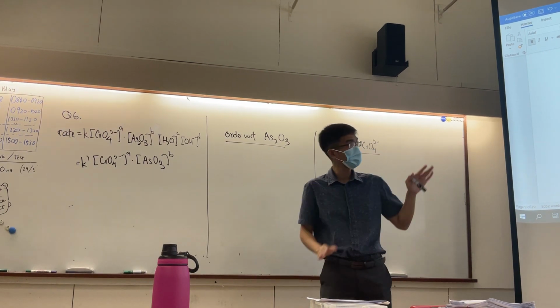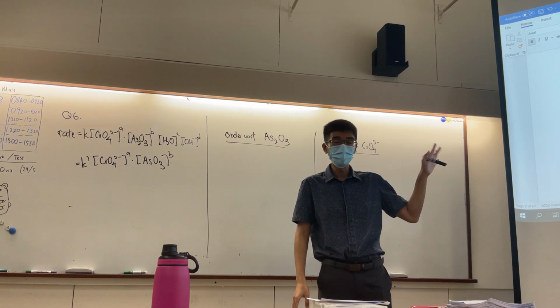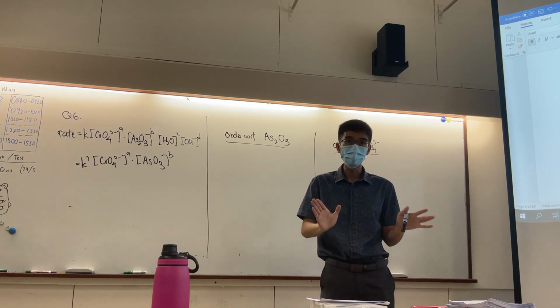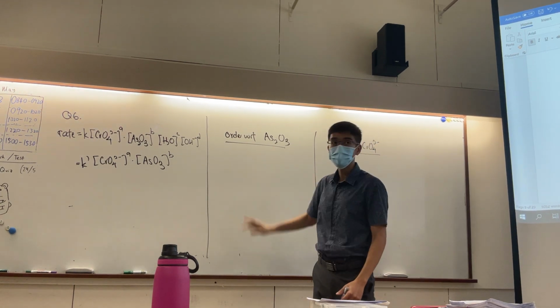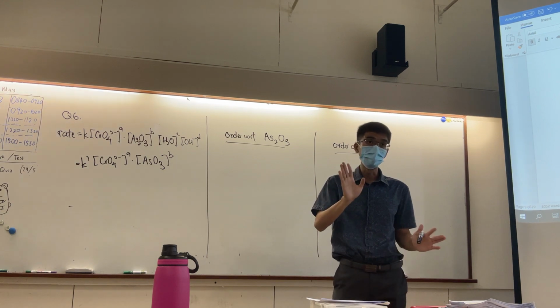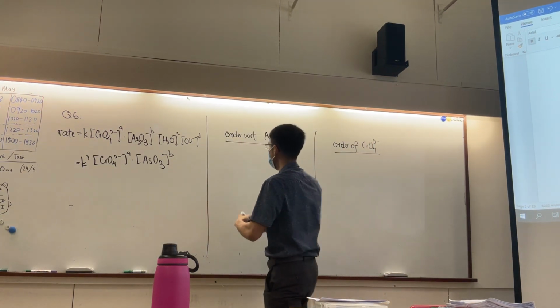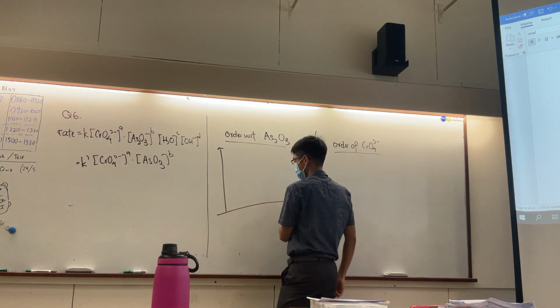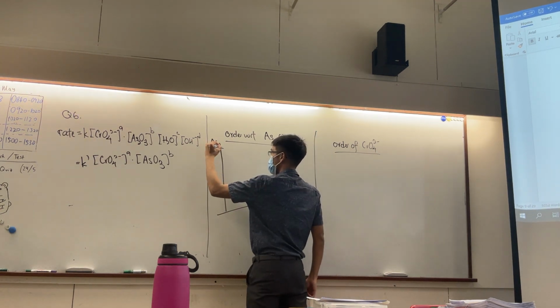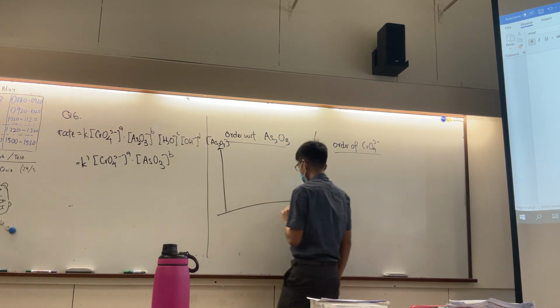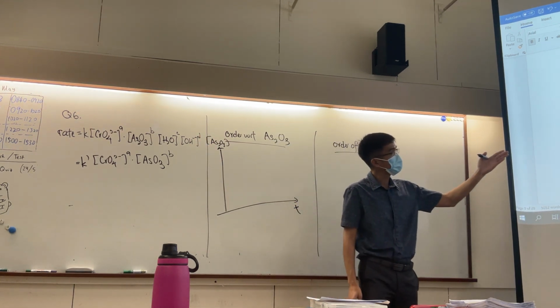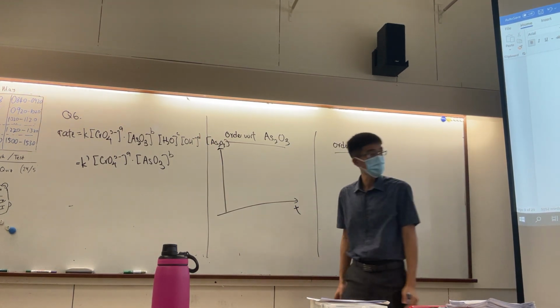Because it's only one experiment that you're looking at. It doesn't matter whether you're looking at experiment 1 or experiment 2, you'll get the same conclusion. But you just need to know that for this one, you only need to look at one experiment. Okay? Because you need this one to change, but you want this one to remain constant. Alright, so let's say if we use experiment number 2.